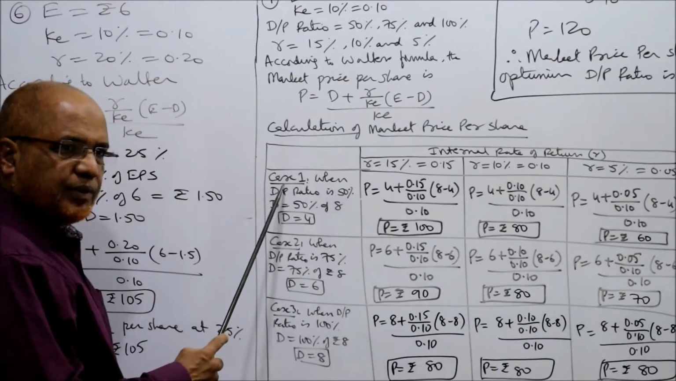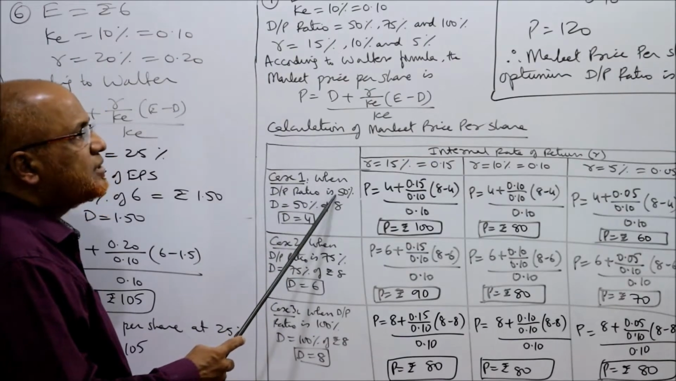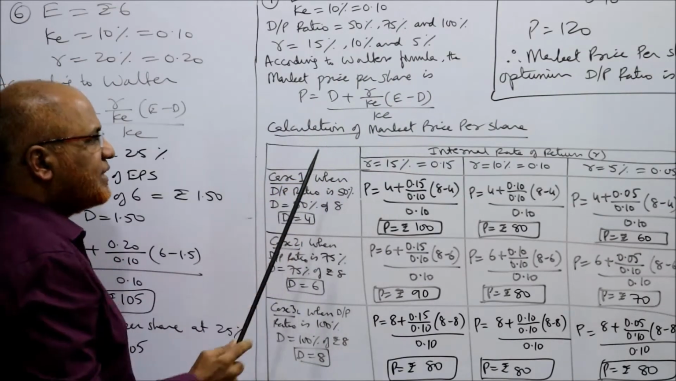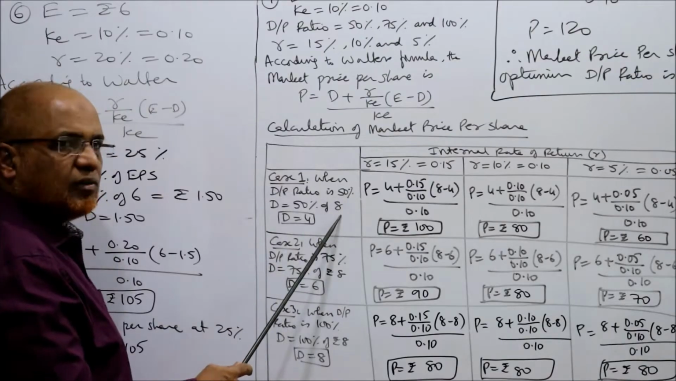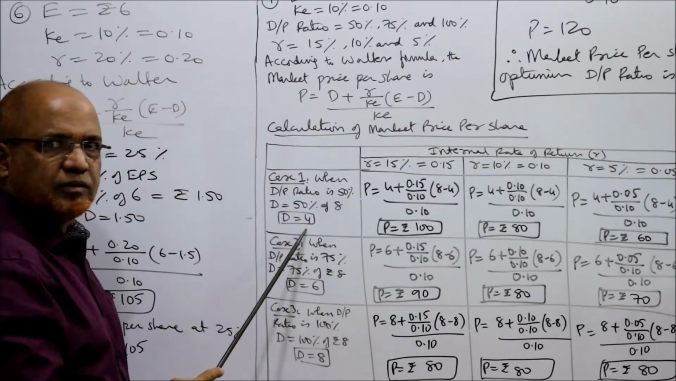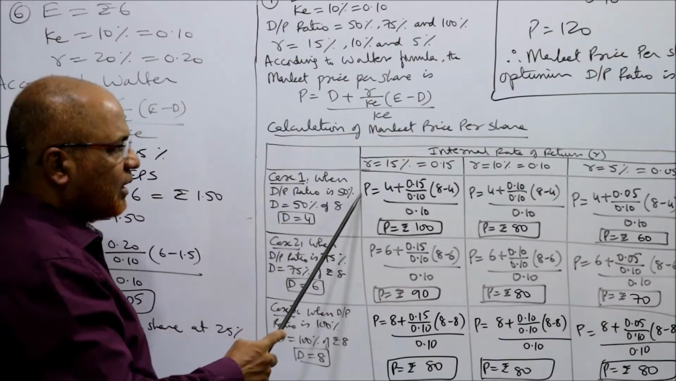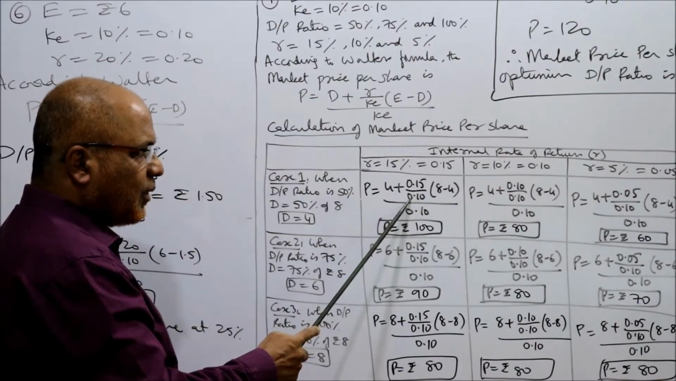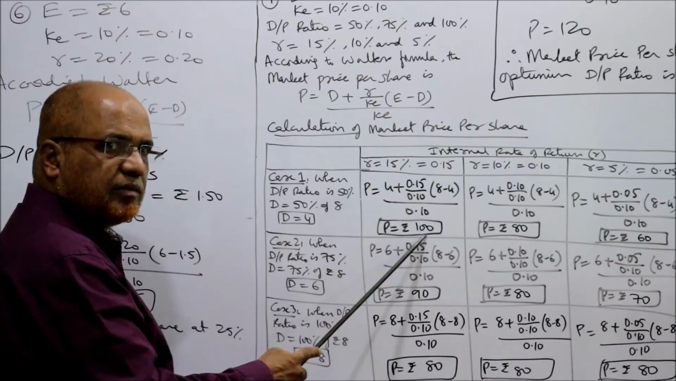Now first row. In the first row I have taken case 1 when DP ratio is 50%. 3 DP ratios are given 50, 75, 100. So first case when DP ratio is 50%. So D is equal to 50% of EPS. EPS 8 rupees. So 50% of 8 rupees is 4 rupees. So I am substituting D is equal to 4. So in this formula, P is equal to 4 plus 0.15 divided by 0.1 into 8 minus 4 by 0.1. If you solve this, you are getting 100 rupees.